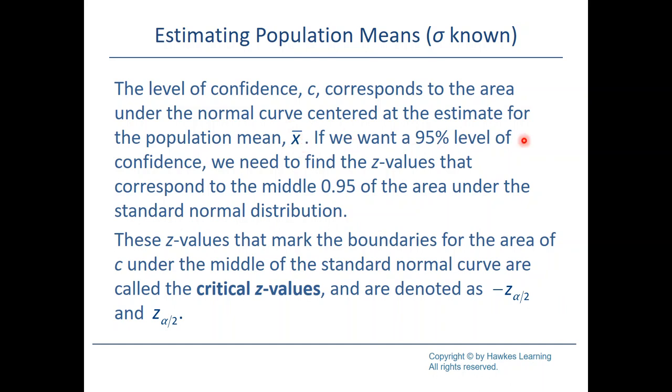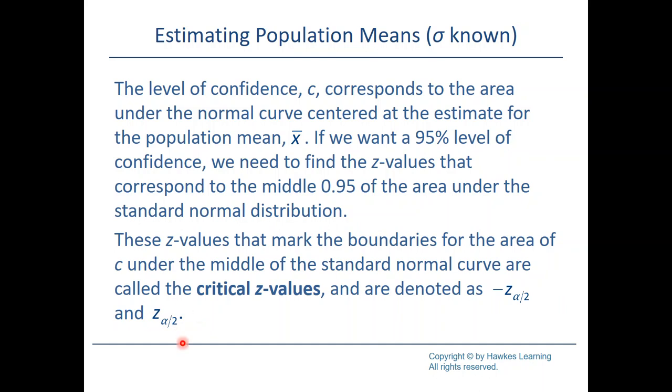So if we have a 95% confidence level, we basically need to find the z values that correspond to the middle area where there is a 0.95 area around the standard normal distribution. These z values that mark the boundary of the area C under the middle of the standard normal curve are called critical z values, and they are denoted as negative z alpha over 2 and positive z alpha over 2.